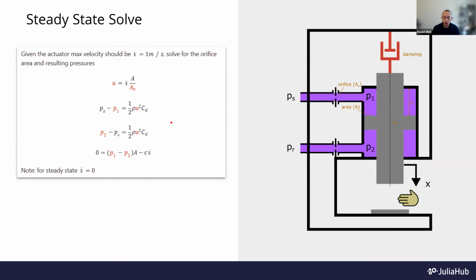Okay, so that's it. We talked through the physics. We understand what our system is. Our managers asked us to investigate this right here to ultimately figure out what A naught needs to be to achieve a maximum velocity of this much.